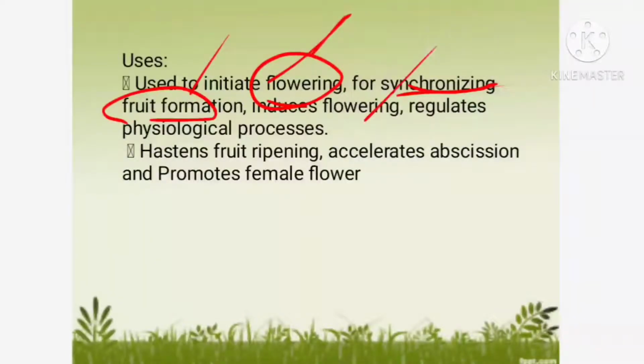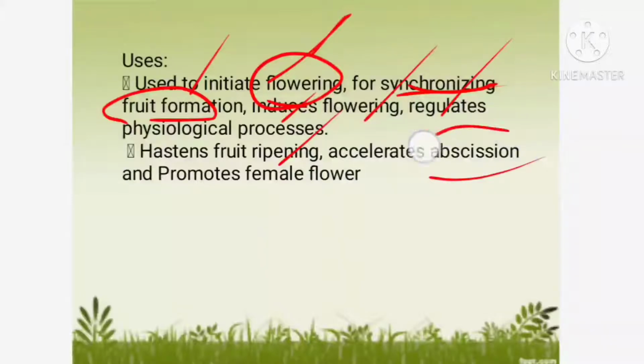So it induces flowering, and regulates what? All the physiological processes. Physiological means the functional part of the plant is regulated fast. Every process will be taken out fast. Since the respiration is taking place fast, all other processes will also simultaneously become faster. Okay. Hastens fruit ripening, means it increases. Hastens means what? It increases the fruit ripening.